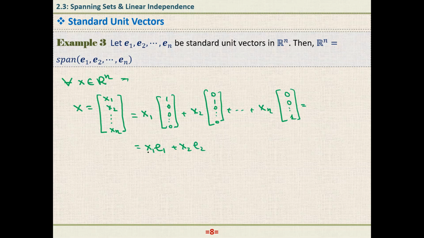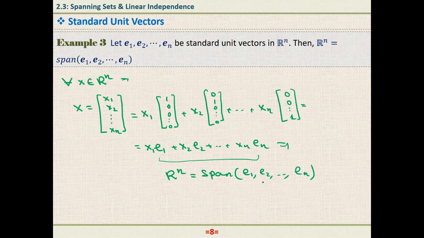Guys, again, don't get confused. This x1, x2, these are scalars. And E1, E2 are these vectors. If I try to write in boldface, it's getting a bit messy. That's why I'm just writing this in simple form. Plus xn times En. Any vector, as you see here, I can write as a linear combination of these n vectors, which means that Rn is equal to the span of these unit vectors. These are called standard unit vectors, right?